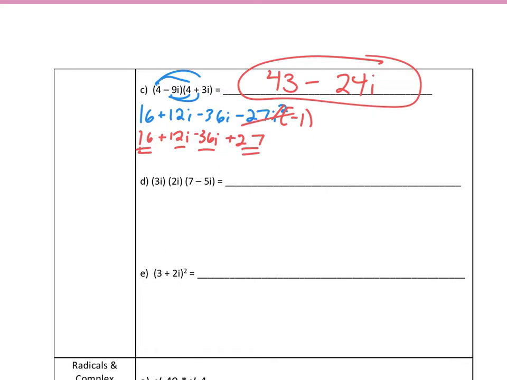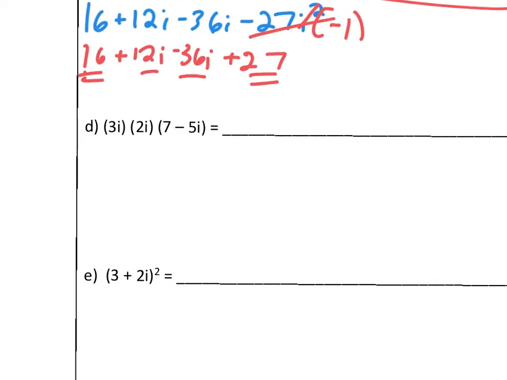This was very, very similar to the one we did on the warm-up. What are we doing? Multiplying. So we'll just go from left to right. What's 3i times 2i? 6i squared times 7 minus 5i. What you might have done is distribute that first, which is fine, but you're going to end up with an i cubed. Did anybody do that?